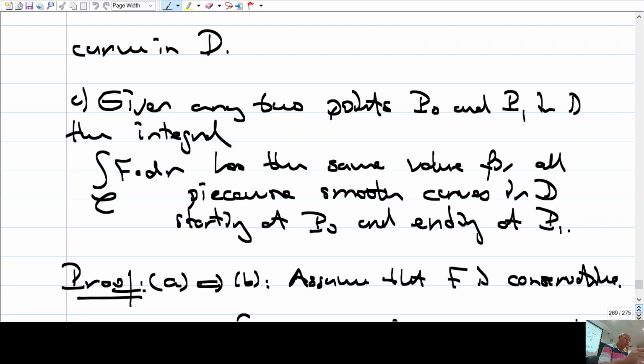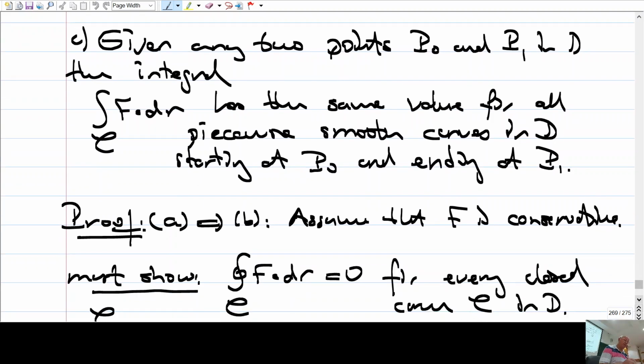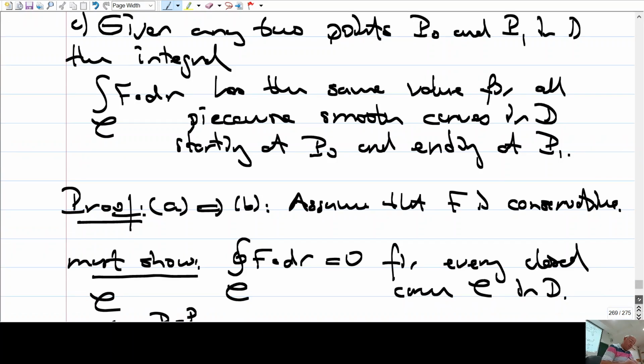Namely, if you have 2 points, then the integral of F along any curve joining these 2 points has the same value no matter what the curve is. The only important thing is that it has endpoints P0 and P1. It starts at P0 and ends at P1. And we proved this.